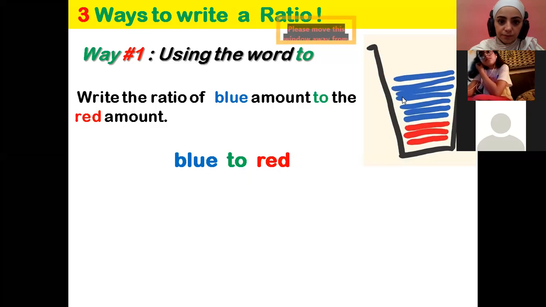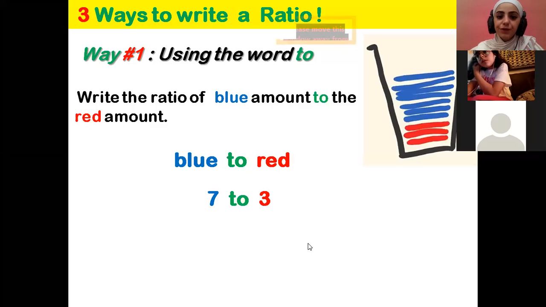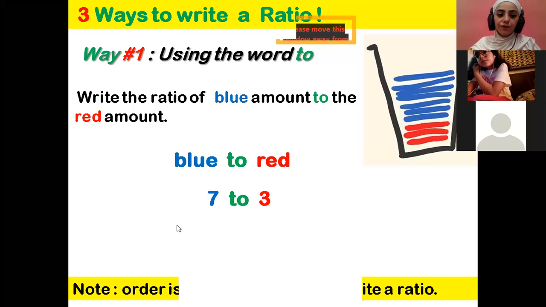Eunice? Yes, Eunice. Yalla. Write the ratio of blue amount to red amount. How many blue lines do you see here and how many red lines? 7 to 3. Yes, excellent. So we can see 7 to 3. So blue to red, 7 to 3 is one way of writing the ratio.